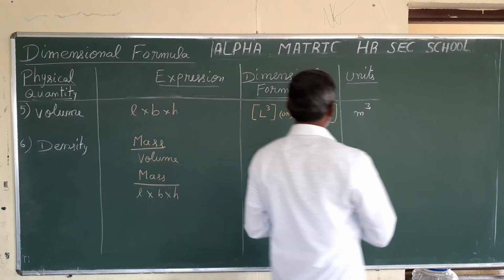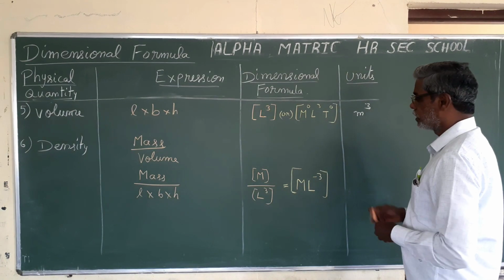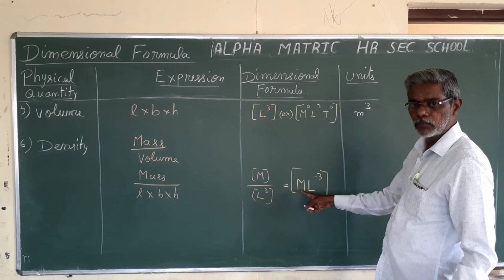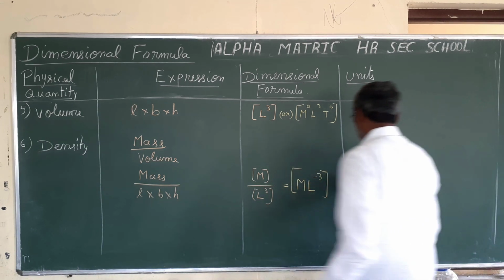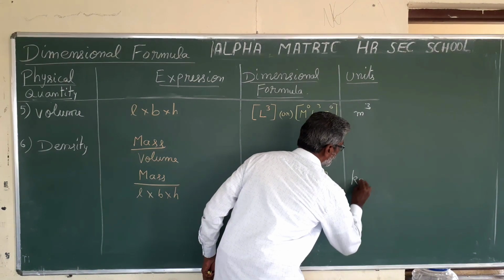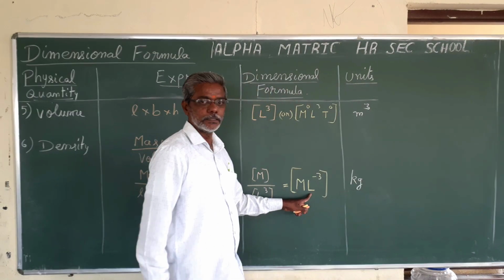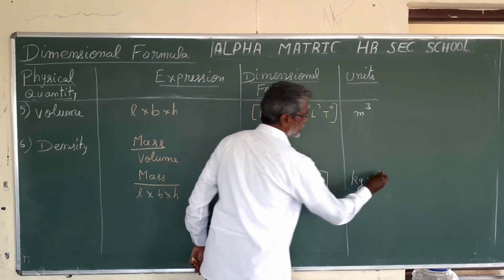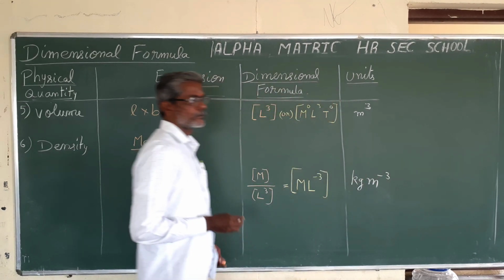Now write the units. This is the unit for M, nothing but mass, so the unit is kilogram. Length, the unit is meter, to the power minus 3. Clear?